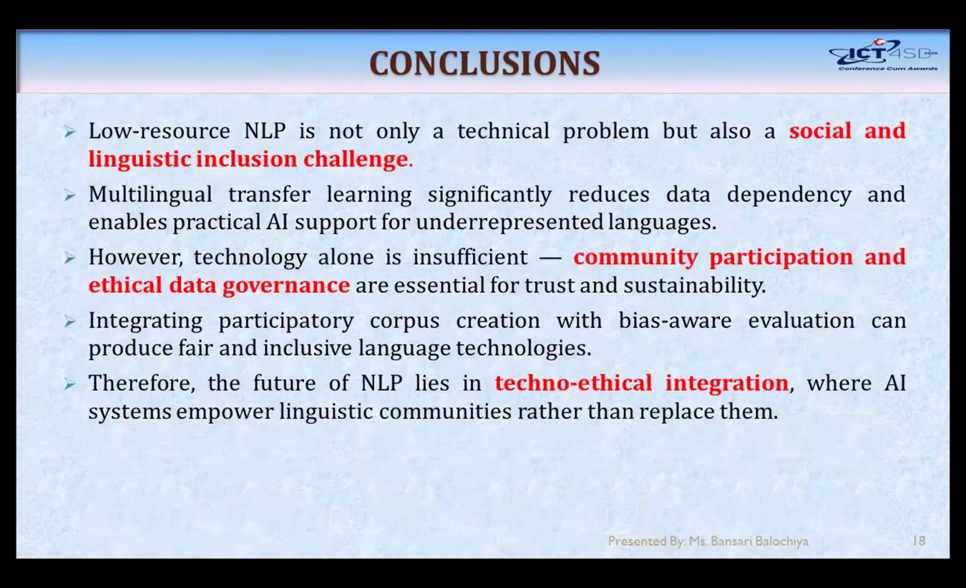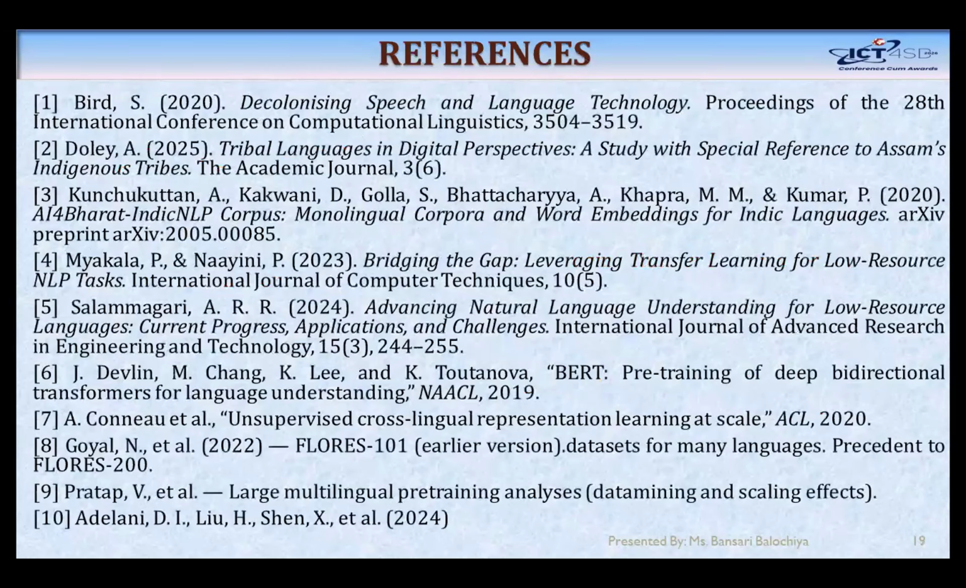So I conclude that low resource NLP is not only a technical problem but also a social and linguistic inclusion challenge. Community participation and ethical data governance are essential for trust and sustainability. Therefore, the future of NLP should support communities rather than replace them. These all are the references I used. Thank you very much.